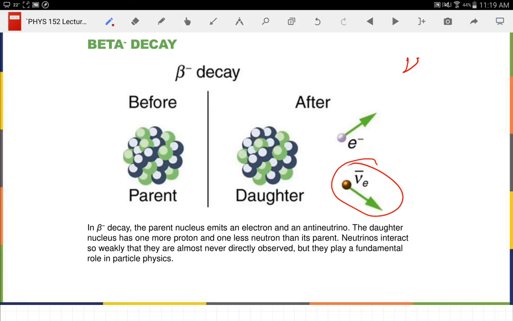What's an example of a beta minus? Well, carbon-14. How many protons does carbon-14 have? 6. It's unstable. And so it becomes nitrogen. How many protons does nitrogen have?